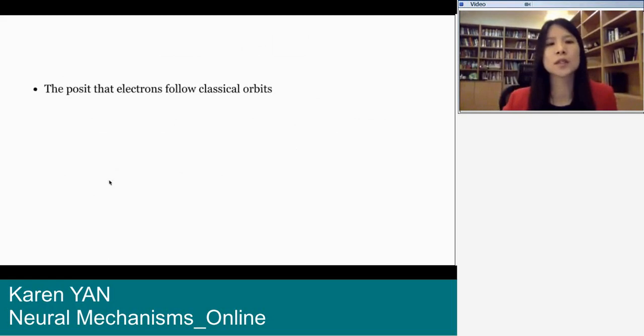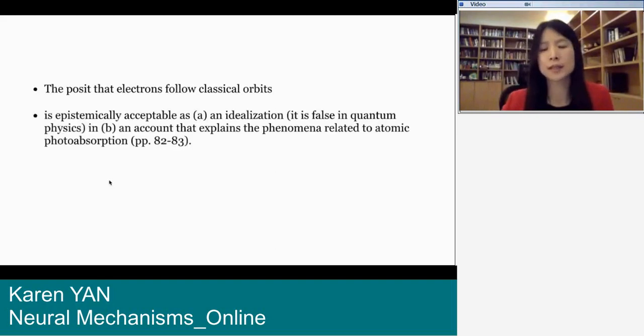So I'm going to use the example Potochnik used in her book to illustrate this standard more concretely. So consider the posit that electrons follow classical orbits. There's one case where if you use this posit, it's actually epistemically acceptable. But there's another case where you use the same posit, but it's not epistemically acceptable. So in the first case, it's epistemically acceptable when this posit is used as an idealization, deliberately saying something false about the system, because electrons do not really follow classical orbits. It's false in quantum physics. And B, this posit is used as an idealization in an account that explains the phenomenon related to atomic photoabsorption.